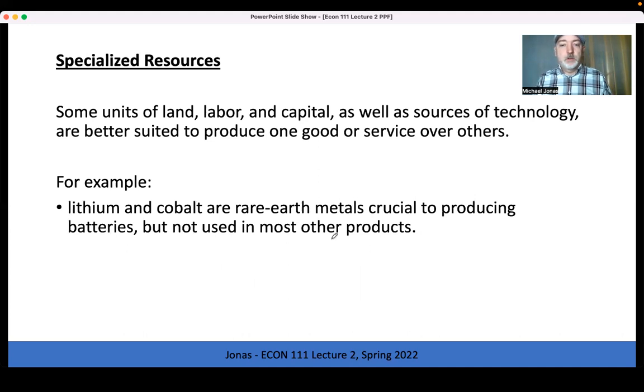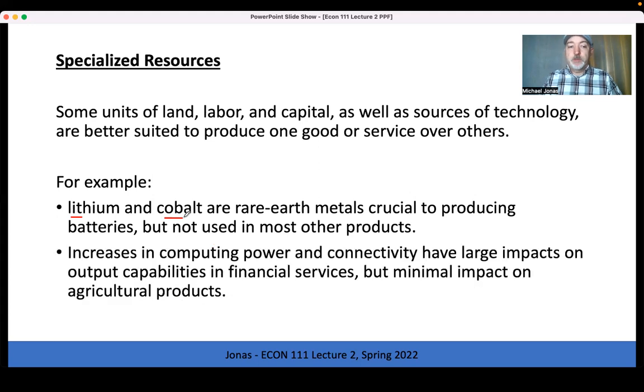So again, from our example here, we think about the resources that go into producing modern batteries, things like rare earth metals, lithium, and cobalt, absolutely crucial to producing those batteries, but they're really not that helpful in producing most other products, right? So if you have greater access to those rare earth metals, it's going to have a big effect on your ability to produce one product, batteries, but not really change your ability to produce other things, tires or axles, right, that go into the production of automobiles.